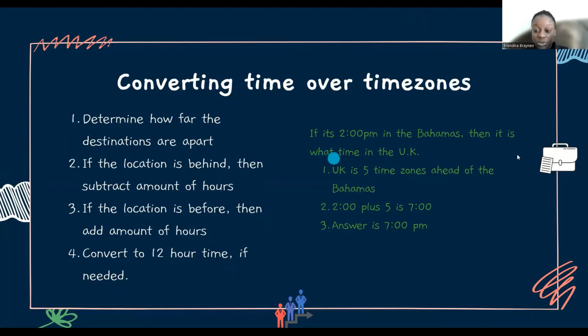So, for example, if it's 2 p.m. in the Bahamas, then what time is it in the UK? The UK, like we saw, is 5 time zones ahead of the Bahamas, meaning it's not going to be any earlier than 2 p.m.; it's going to be later. And so if it's 5 time zones, we have 2 p.m. plus 5 is 7. And 7 is less than 12, so I don't have to convert anything. It's straightforward. My answer is 7 p.m.